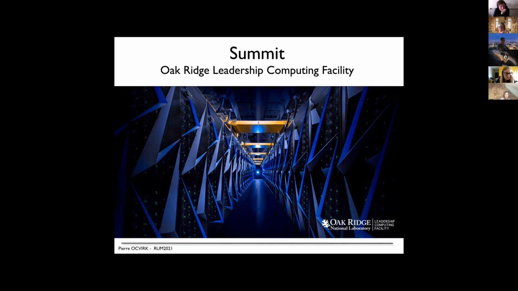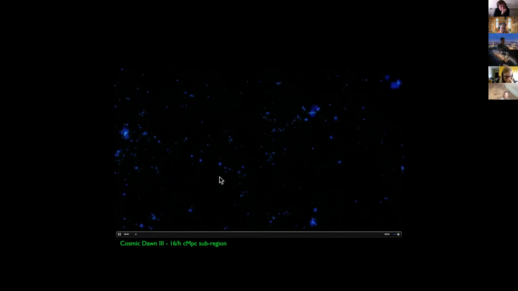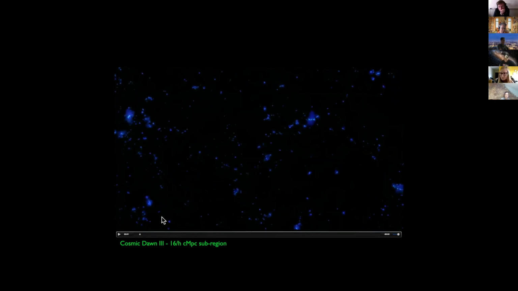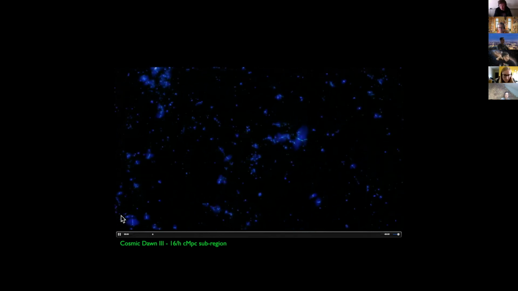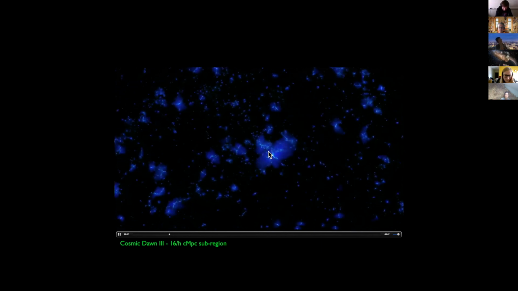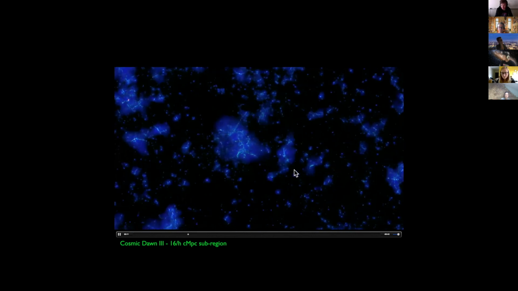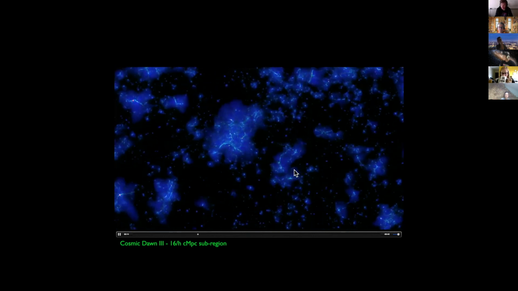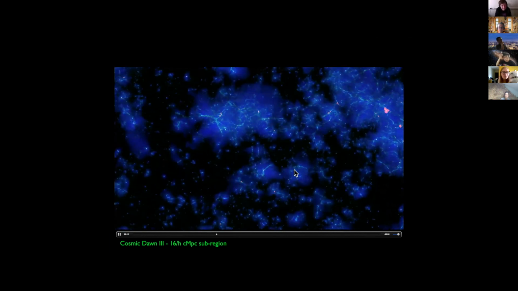So that's a fancy picture of the Summit supercomputer. And this is a short movie of what happens in the simulation. So here in blue, it's a small subregion of the simulation. In blue, you have the photon density. Okay, so I hope you can see these blue butterflies or blue bubbles expanding and also blinking because of stochastic discontinuous star formation, I should say.